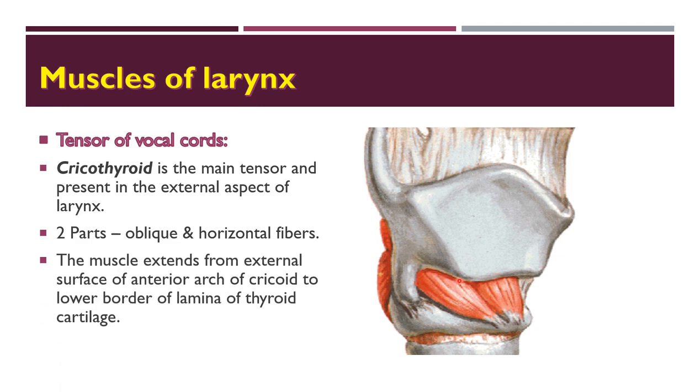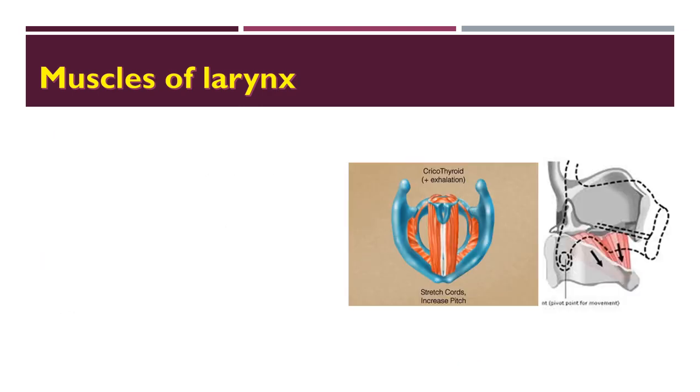Okay, so as I told you, it has two parts, external, it has oblique and horizontal fibers. Now this muscle, when it contracts, it stretches the vocal cords, and that is why it is called the tensor of vocal cords, and that is brought about in two ways. In two ways actually the tension of the vocal cord occurs. So now if you watch this carefully, yes, you are able to see the vocal cords are stretched. So the stretching of the vocal cords takes place.